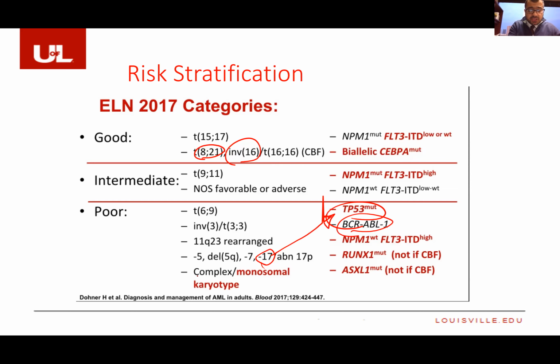Any complex karyotype is considered poor as well. The more mutations you have, the worse the prognosis. That's pretty much as simple as that.